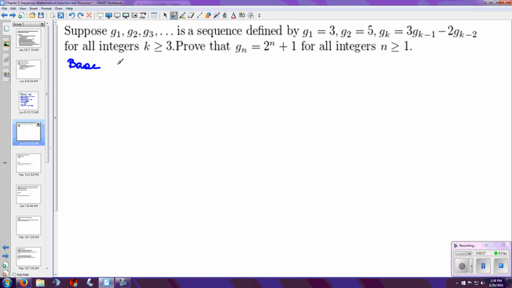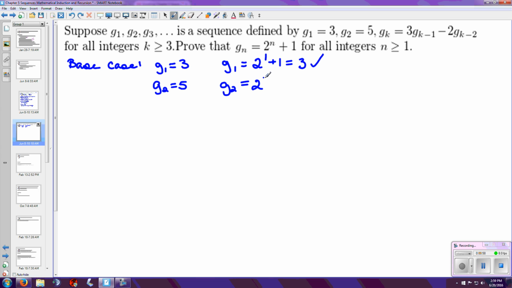Now, in this example, we're not trying to prove divisibility, so we want to verify all pieces that they have already given us. So let's start with g1. g1 is equal to 3, so does g1 equal 3 if we plug into our explicit formula? So we have 2 to the first plus 1. 2 to the first plus 1 does equal 3, so that works so far. And we need to then verify this for g2. Does g2 equal 5 like they're claiming? g2 equals 2 to the second plus 1. This is 4 plus 1, which gives us 5. They match up again, so we are good to go from here.